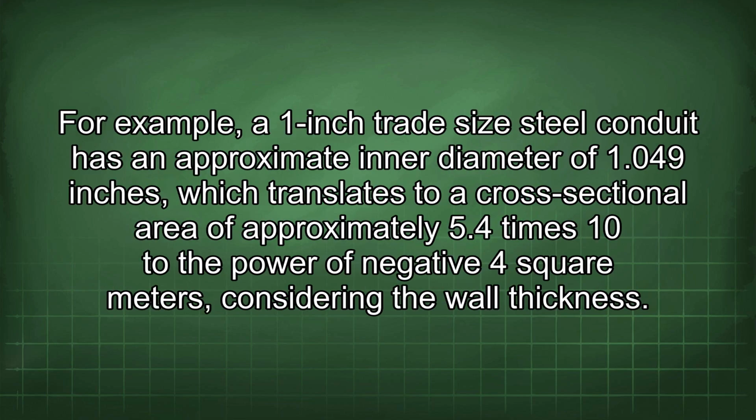For example, a 1-inch trade-size steel conduit has an approximate inner diameter of 1.49 inches, which translates to a cross-sectional area of approximately 5.4 times 10 to the power of -4 square meters, considering the wall thickness.